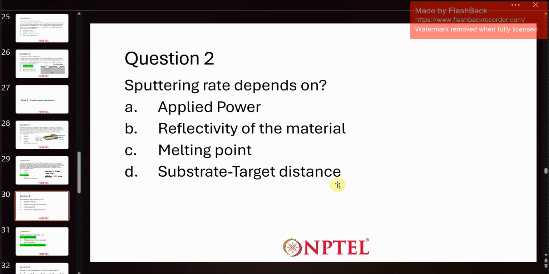Coming to the next question, basically this is a straightforward question. Sputtering rate depends on. As I said earlier, we use the sputtering mechanism to coat. So what will the sputtering rate depend on? The applied power, reflectivity of the material, melting point, substrate target distance.